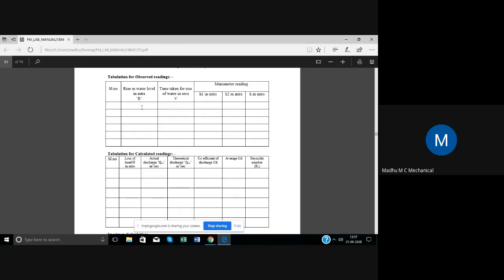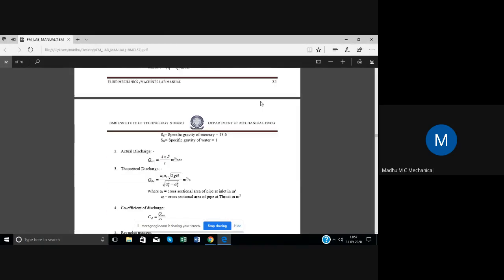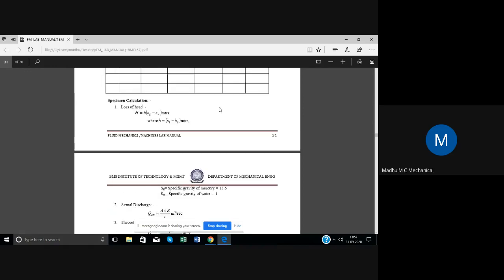Serial number 1, rise in water level, 10 centimeter of water or 0.1 meter. Time taken, take a stopwatch, measure the time, 30, 20, 40 seconds, whatever it is, note down. Then H1 you will get in centimeter, convert it to meter. H2 also you will get in centimeter. And the difference between H1 and H2 is H in meters. Then after this, go for the calculation. Same calculation, same thing like you did for orifice.